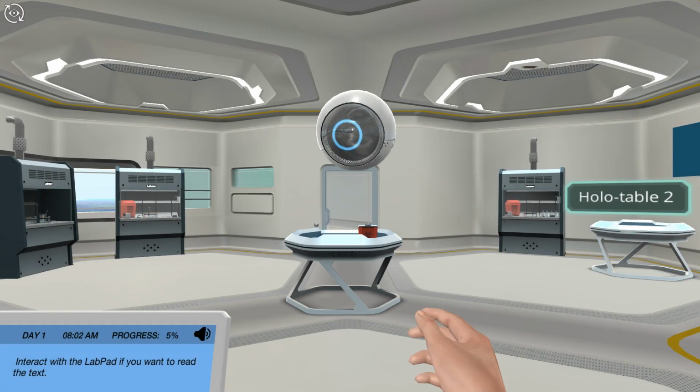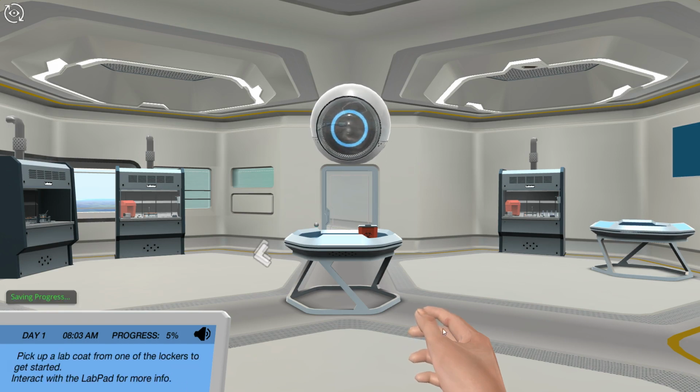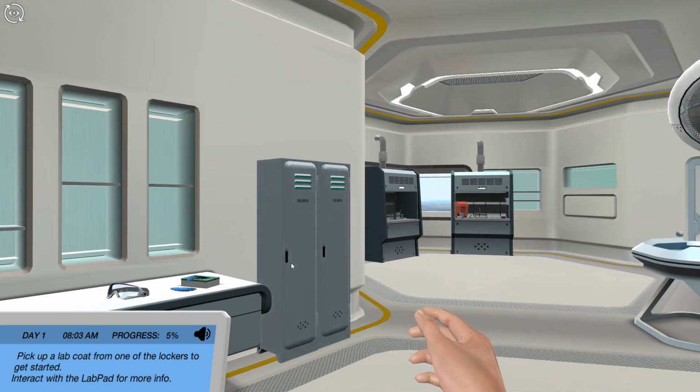I'm sure you've also had toothache and remember that it's not a fun experience. Will you be able to understand the basic chemistry of the organic compound Simon has been given and confirm that he doesn't need to worry about these pills? Pick up a lab coat from one of the lockers to get started. Interact with the lab pad for more info.